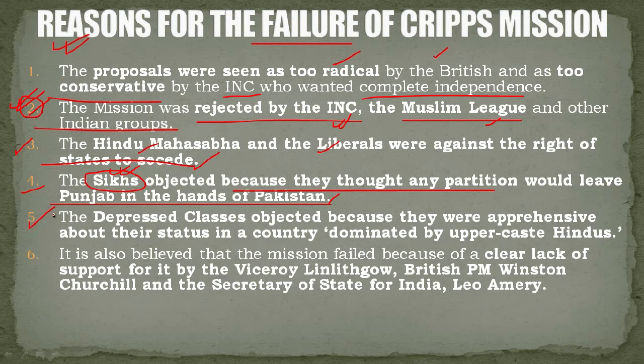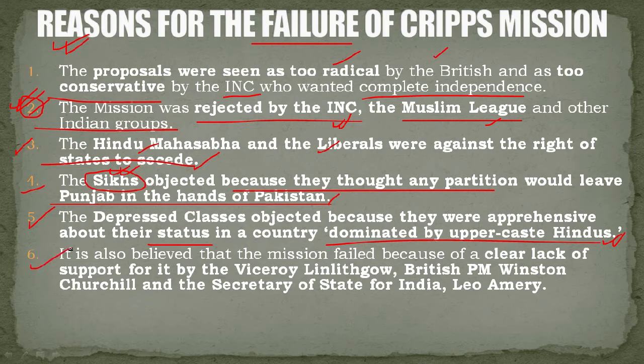In point number 5, we see the depressed classes objected because they were apprehensive about their status in a country dominated by upper caste Hindus. We have already examined this fact in the limitations of the civil disobedience movement, so this was also rejected and objected to by the depressed classes.